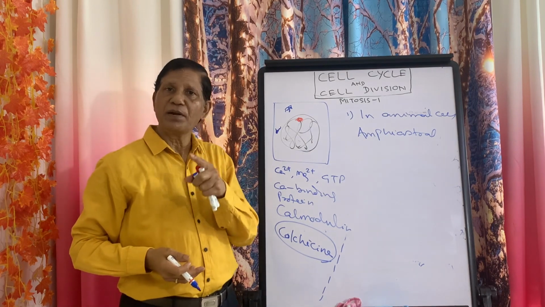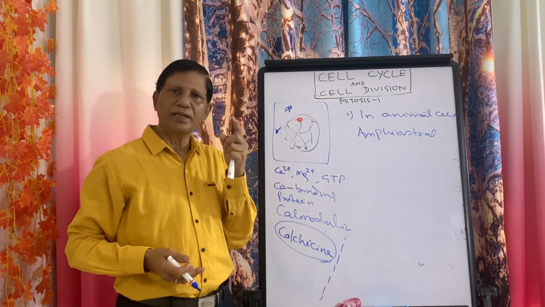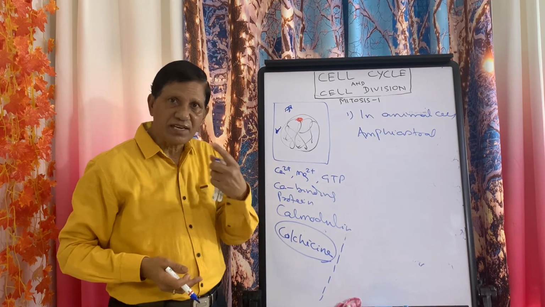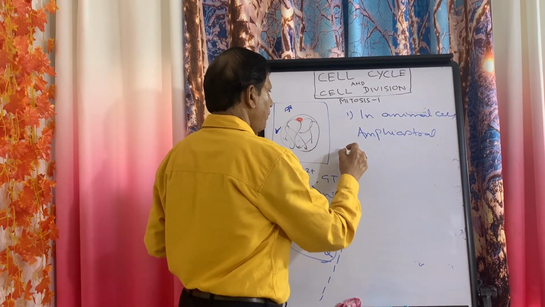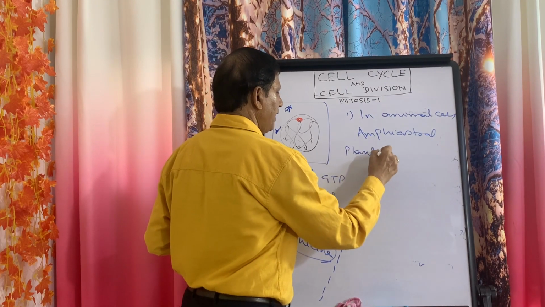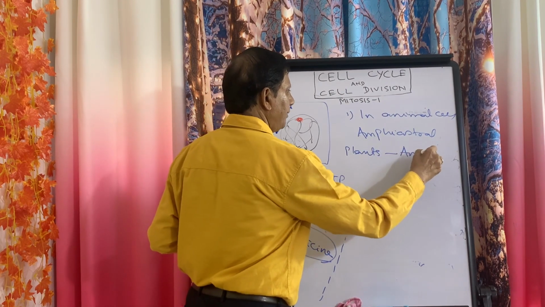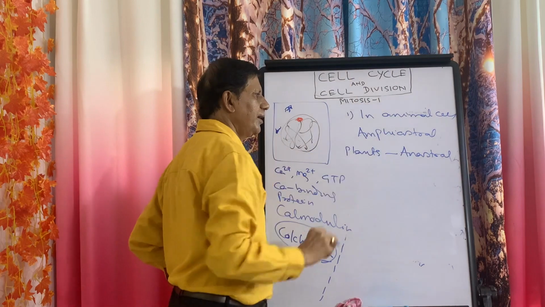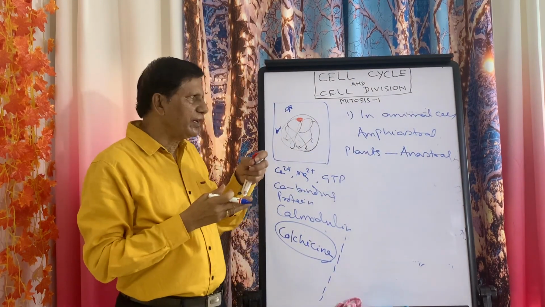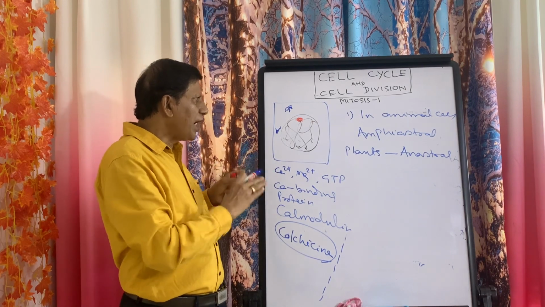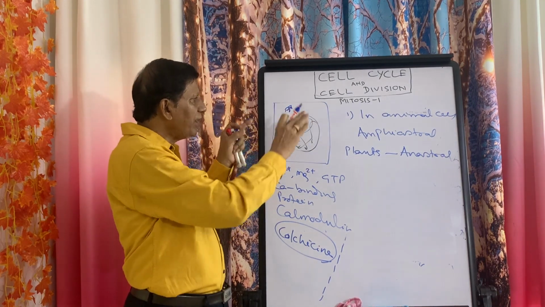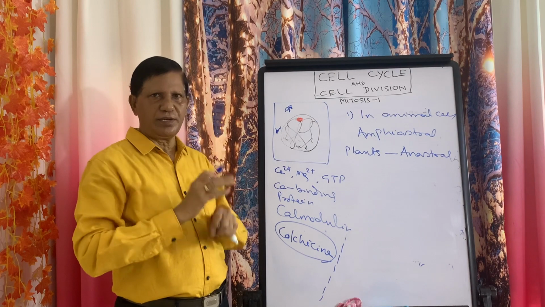But in the case of plants, there is no centriole. So in that case, we can say it is anastral, that means no aster. So in plants, it is anastral. So this is the difference between plant and animal cells during this prophase. Now these are the different characteristics of the prophase stage.